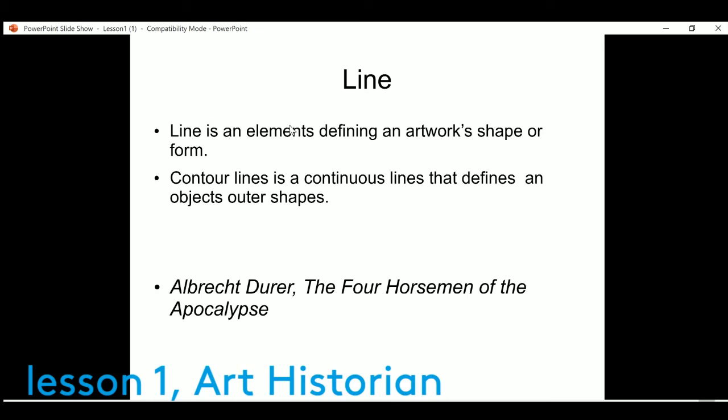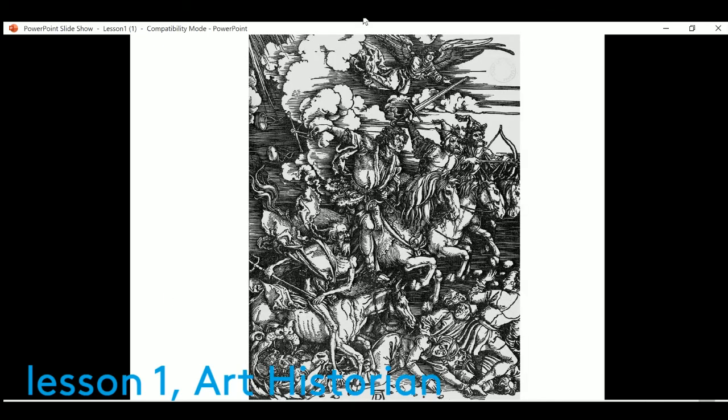So line is an element defining the work, shape or form. Contour line is a continuous line that defines an object and its outer shape. So this is like Albrecht Dürer, the Four Horsemen of the Apocalypse. So these are all using lines. As you can see, they create contours, like the shape. If you do repetitive lines here, you can see it will follow the shape of the object. Alright.